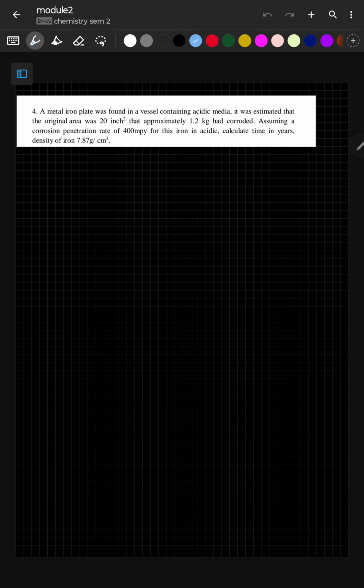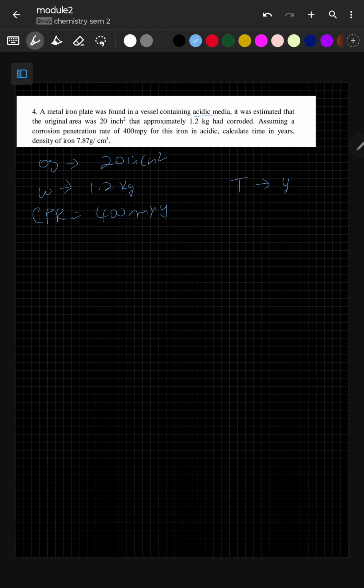Let's go to the next question. See, now we are doing it much faster. A metal iron plate was found in a vessel containing acidic medium. It was estimated that the original area was 20 inch square and approximately 1.2 kg weight corroded, assuming a corrosion penetration rate CPR of 400 mpy for this iron in acid. Calculate the time in years. Density is 7.87 gram per centimeter cube.